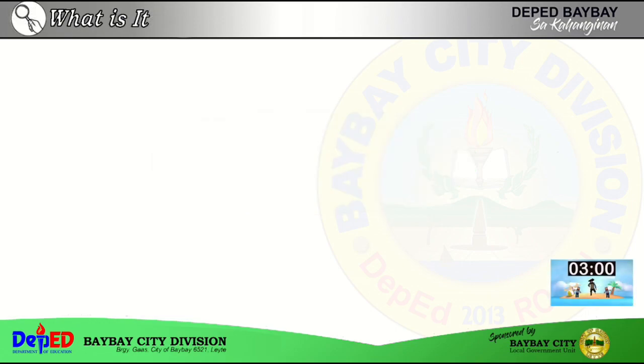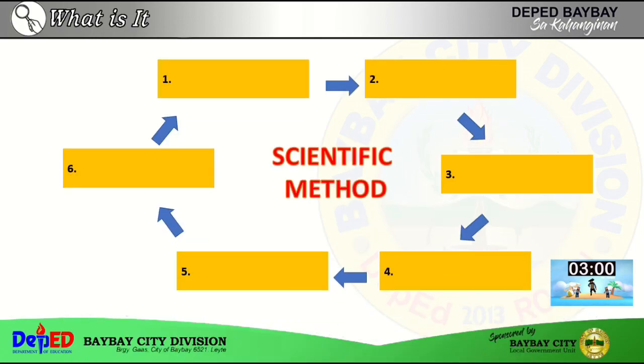Did you understand the context? Then, write the 6 basic steps of a scientific method below inside the box in your answer sheet. You have 3 minutes to do it.